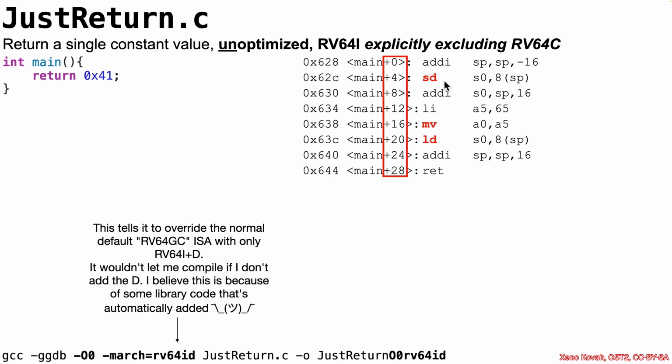Addi, SD, addi, LI, etc., etc. So the code is all exactly the same. The only difference is the fact that now every assembly instruction is encoded in its 4-byte form because we have not told the compiler that it's okay to use compressed 2-byte assembly instructions.